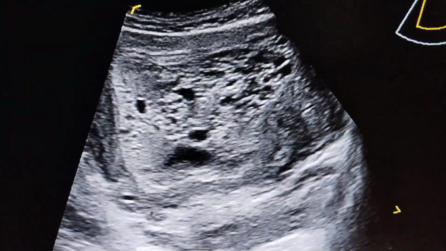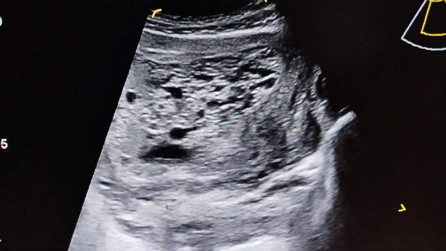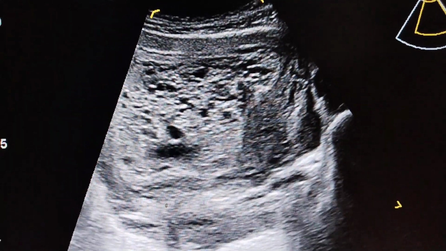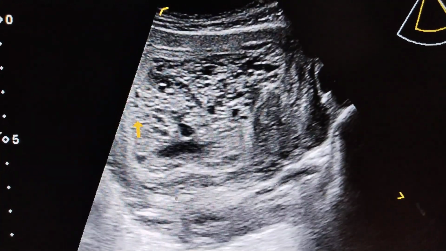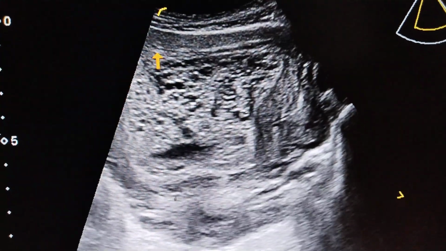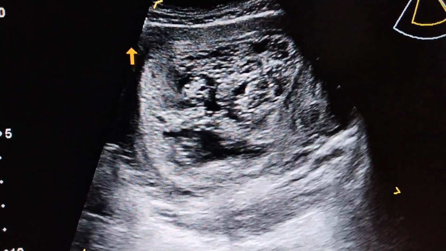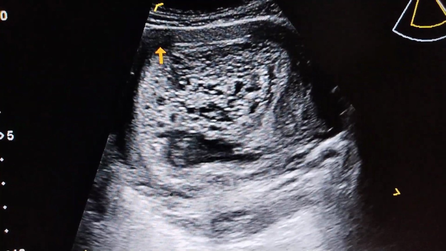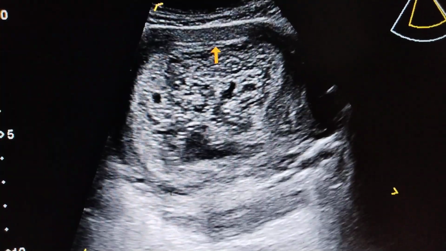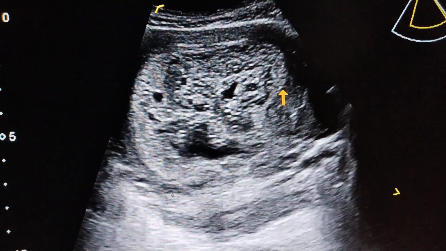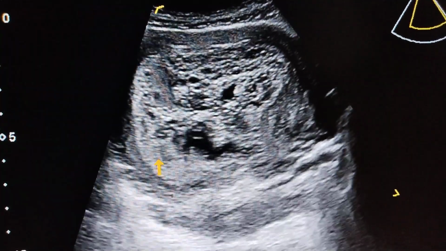The complication of this is that it may transform into malignancy. So this should be referred to the gynecologist who will decide what to do, and also the beta hCG level should be done in follow-up. Here we can appreciate this mass is all around. So this is the typical appearance of a complete molar pregnancy.